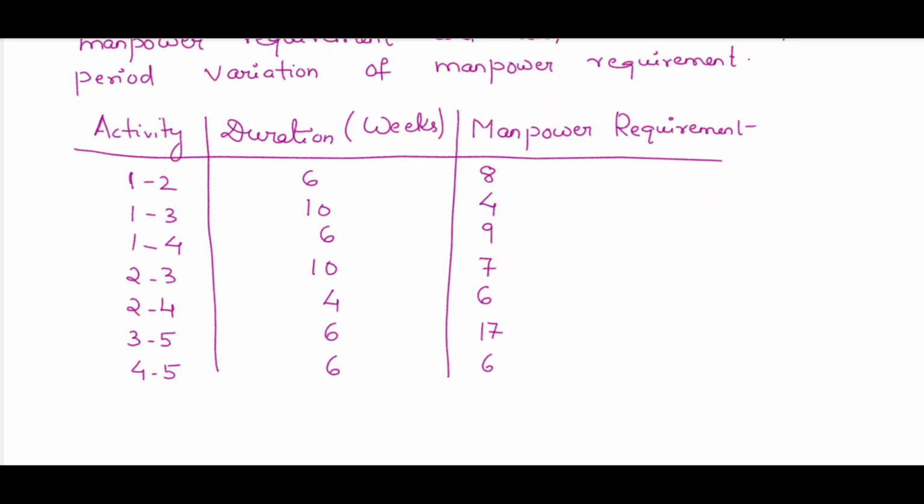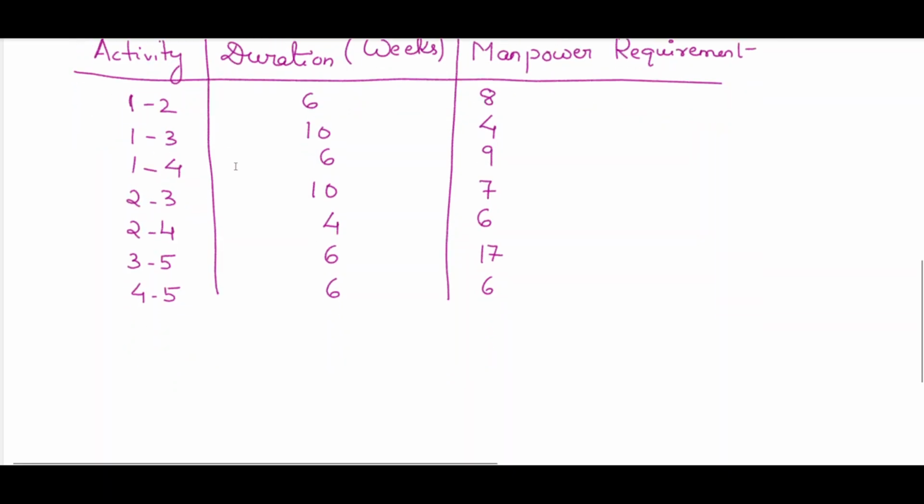You have to obtain a schedule which will minimize the peak manpower requirement. You can see that here the manpower requirement is variable for all the activities, and so we have to smooth out the period to period variation of manpower requirement. So this is the question given to us.